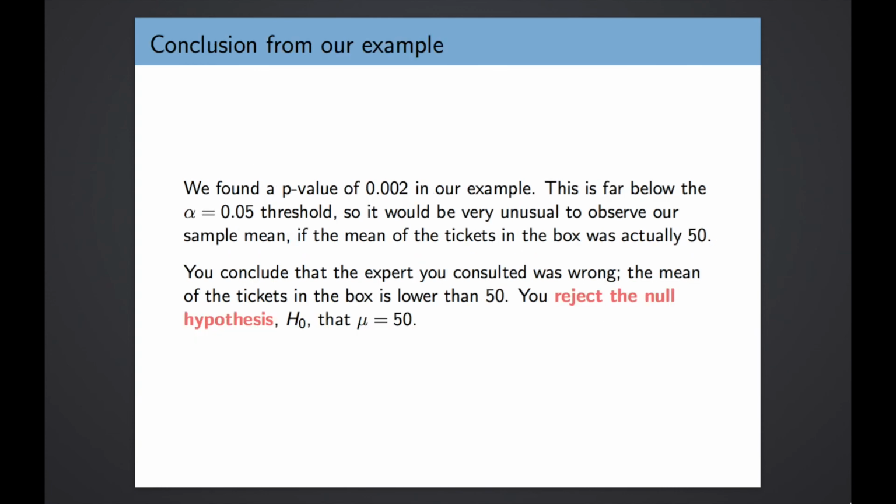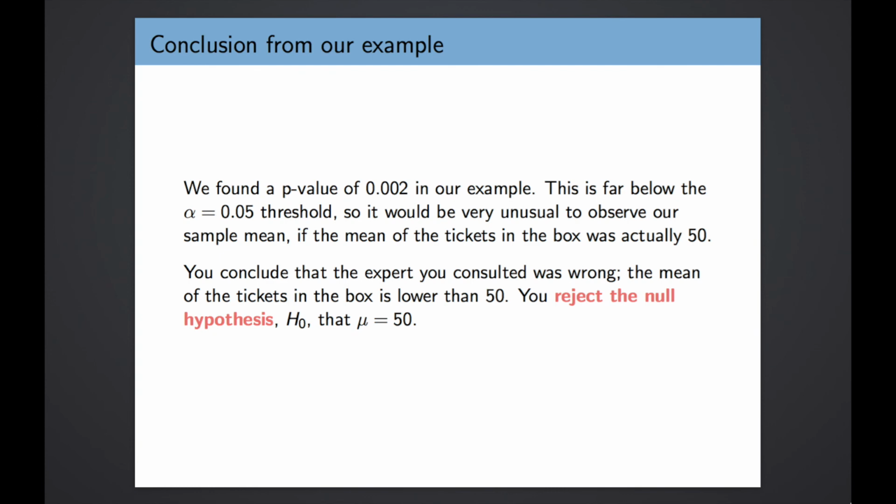So what does all this tell us about the example that we've been looking at? In this example, our null hypothesis was that the mean of the tickets in the box was 50, and we took a sample of 500 tickets out of that box and found a mean of the numbers on those tickets of 48. We calculated that the p-value was 0.002. So this p-value is very low, and it's far below this alpha of 0.05 conventional threshold for determining whether we reject or fail to reject the null hypothesis.